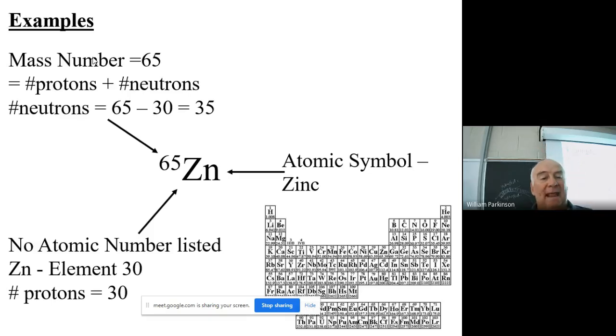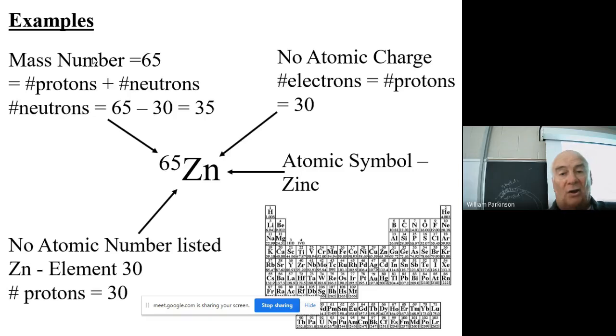Now, we have been able to determine from the atomic number and the mass number the protons and the neutrons. How are we going to be able to determine the electrons? Well, we will look to see if there's a charge printed on the atom. If there's a charge printed, that will tell us something about the electrons. If there's no charge printed, we assume it's a neutral atom. And a neutral atom has exactly as many electrons as it has protons.